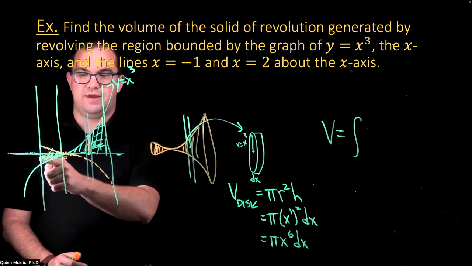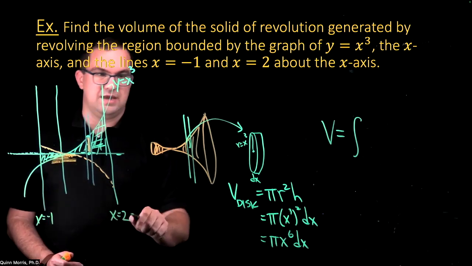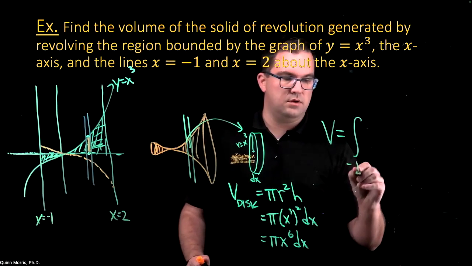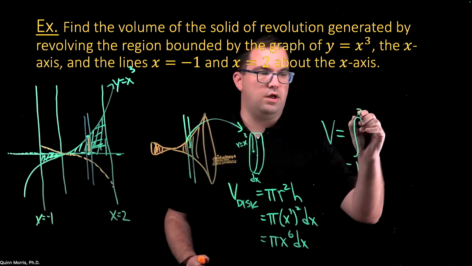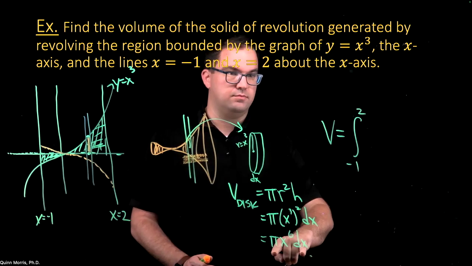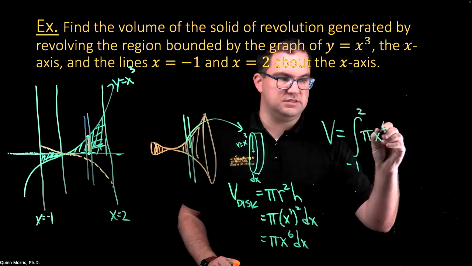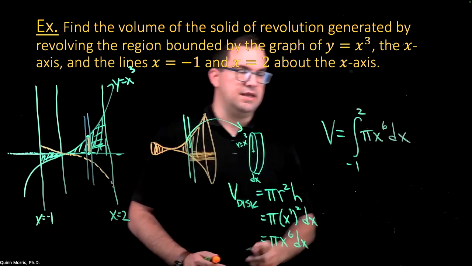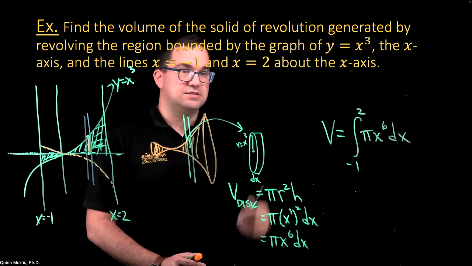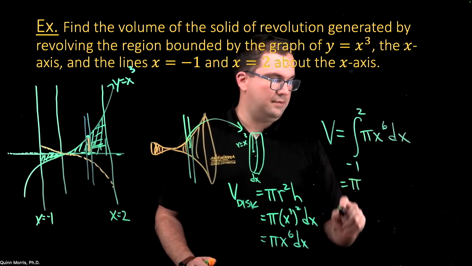So my x values are ranging from x equals -1 to x equals 2. And so I want the integral from -1 to 2 of, now I'm going to add up the volume of each of these little disks, pi x to the 6th dx. Now this is a very nice definite integral that I can compute. So I'll factor out the pi.